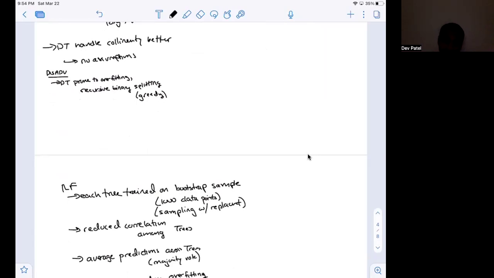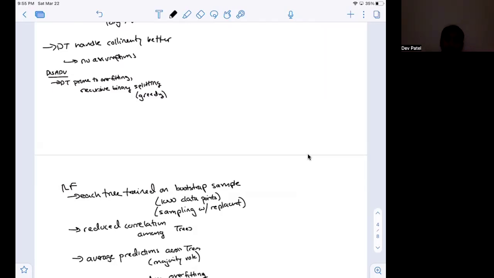So if you have, let's say, 1,000 data points, you sample with replacement, depending on the number of trees that you have, and that's a hyperparameter. Each tree will be trained on that bootstrap sample. So if you have 1,000 data points, the tree will be trained on a bootstrap sample of those 1,000 data points. It's likely that they won't be unique. There will be some duplicates because you are sampling with replacement.